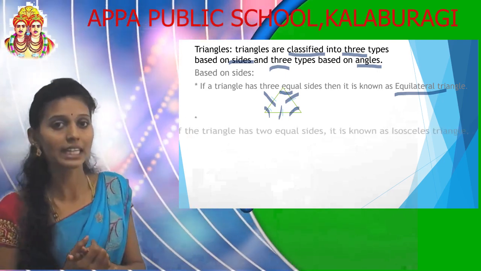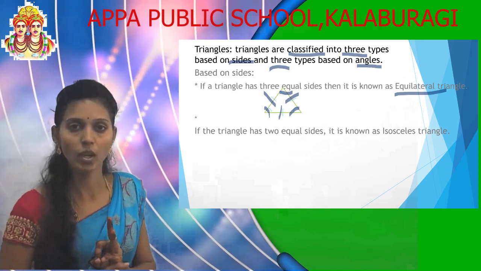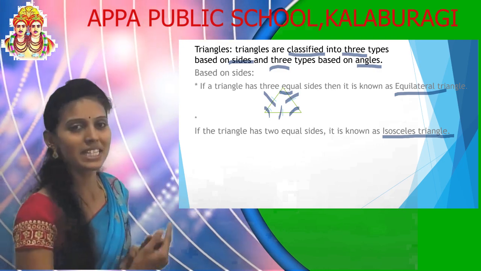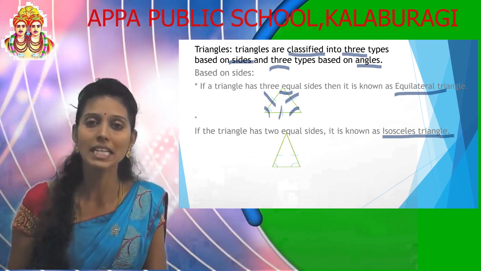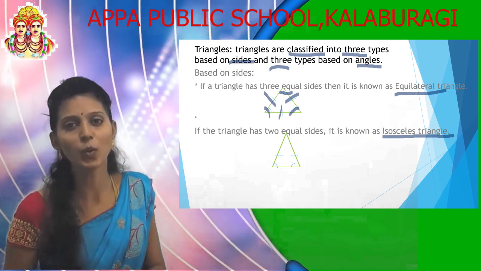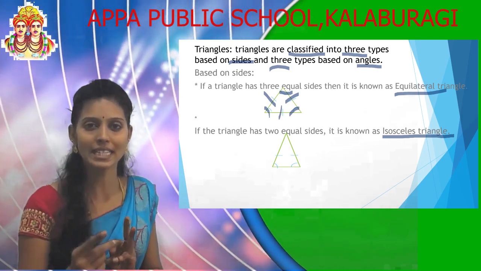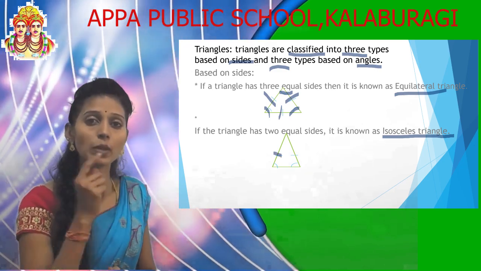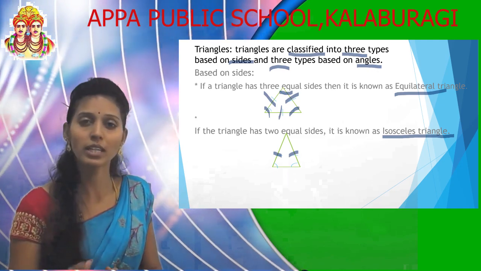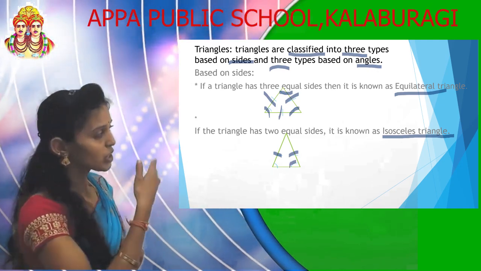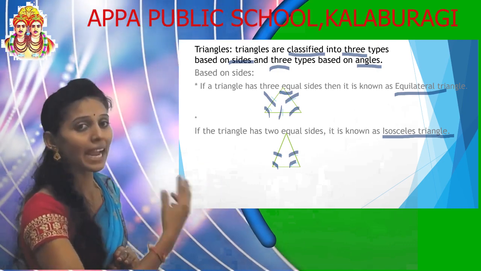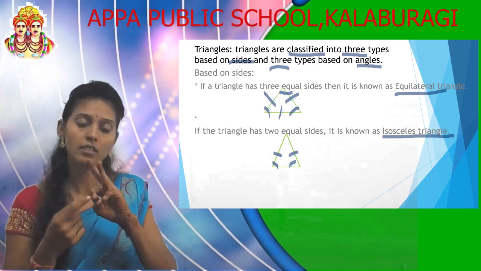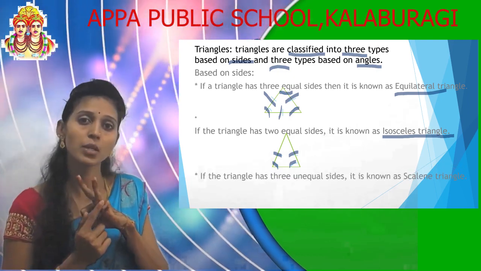If only 2 sides are equal, then it is known as an isosceles triangle. Iso is nothing but 2, so 2 sides will be equal. In an equilateral triangle, all 3 angles were equal. Then what about an isosceles triangle? The angles opposite the 2 equal sides will be equal. Understood? 3 equal sides, equilateral; 2 equal sides, isosceles.